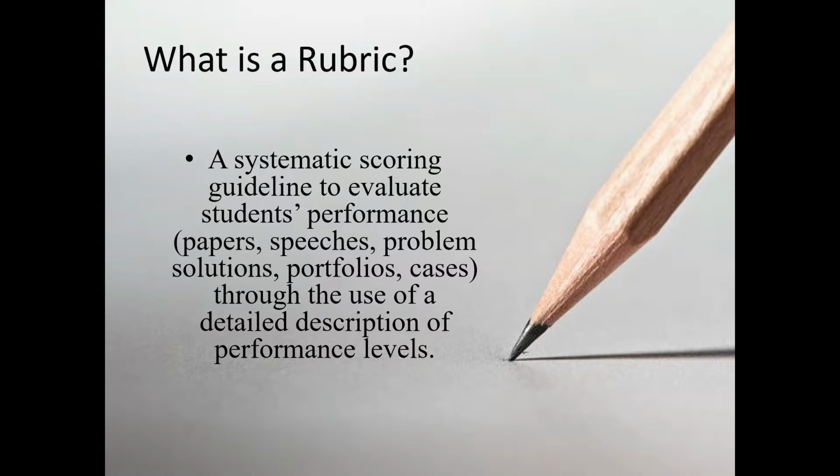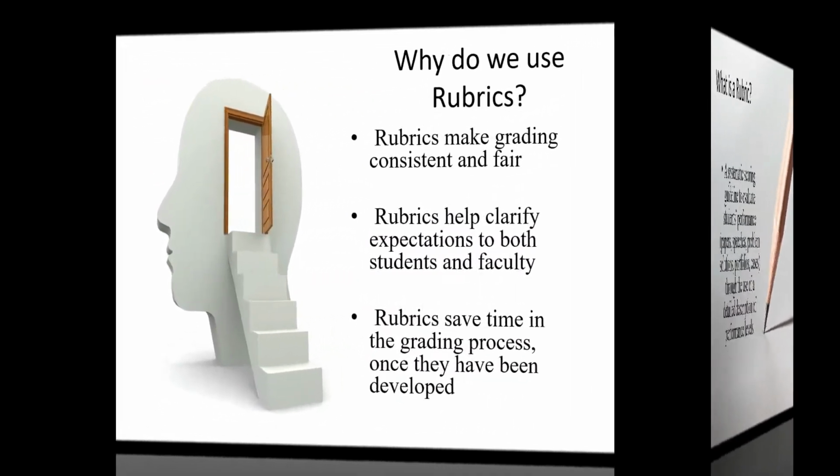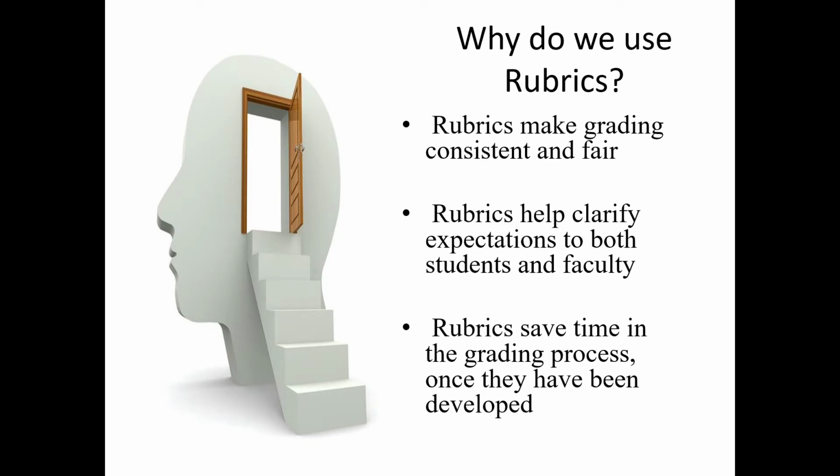So, and also, why do we use rubrics? We use rubrics to make grading consistent and fair. Also, we use rubrics to help clarify expectations to both students and faculty. Rubrics save time in the grading process once they have been developed. So, in my own explanation and understanding, why use rubrics? Because it can help to identify areas for improvement, and also it helps track changes in student performance over time.